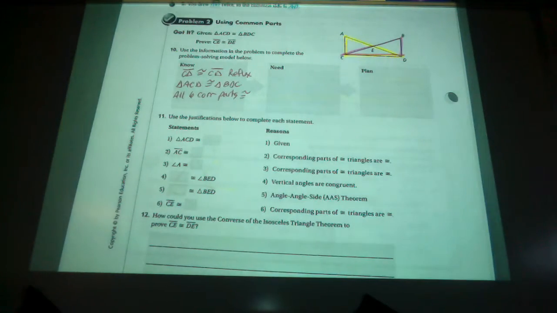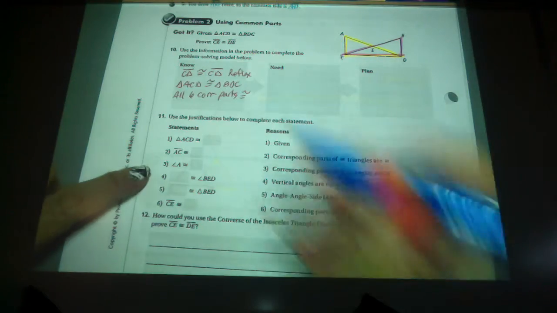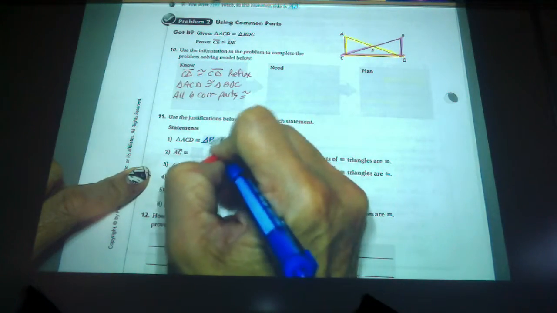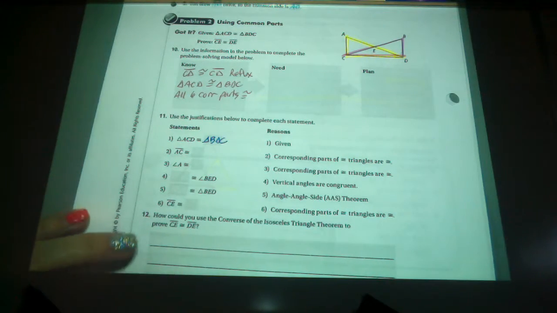So look at how they progress their proof. We're going to start with the only given that we have. And the only given that we have is triangle ACD is congruent to triangle BDC. That's our given.